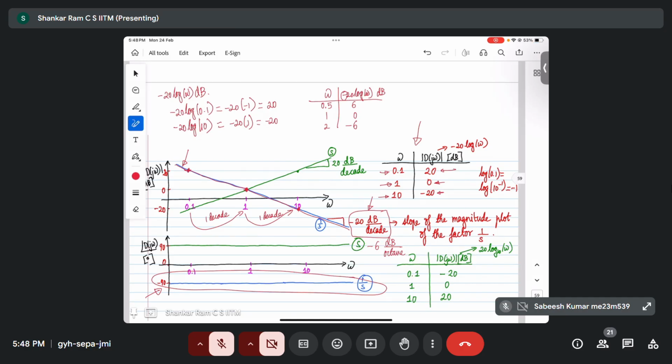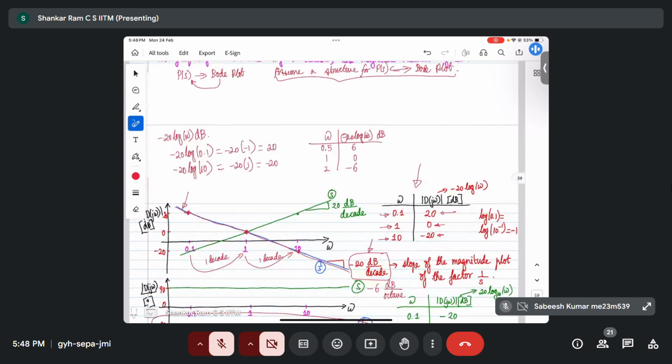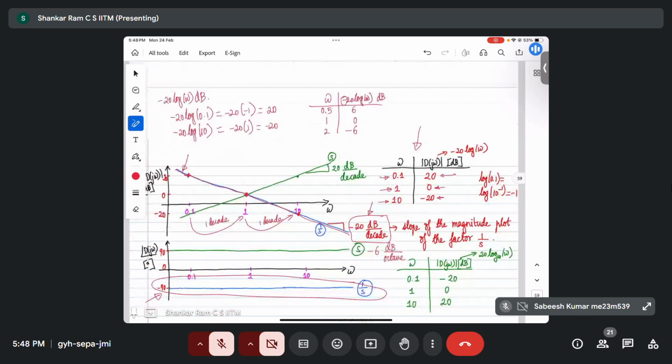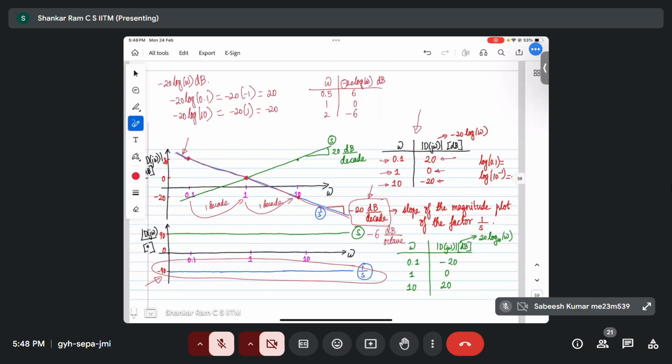I think this is a good place for us to stop. We just went into the integral factor. Tomorrow we will continue, so that in real life, if we encounter some transfer functions, we should be able to break them down into these individual constituents. That is the motivation.